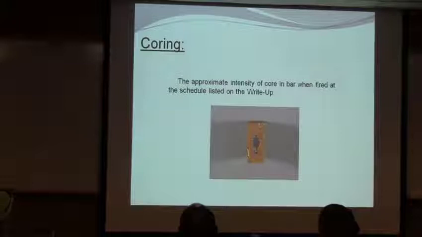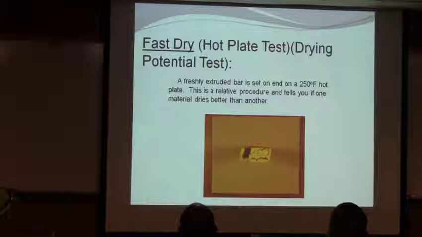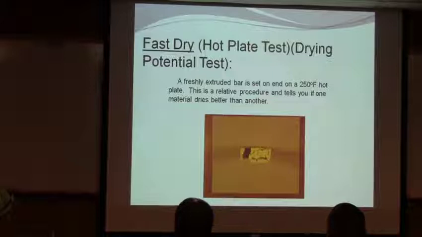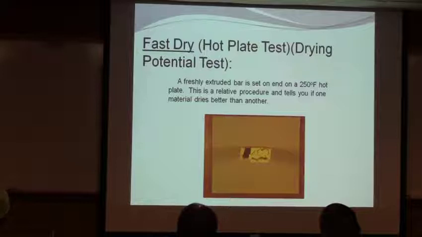The fast dry, there's a hot plate back there right next to where they do the extruding. They'll take a small bar right after they finish extruding all the bars, put it on the hot plate, come in the next day and grade it. It just basically gives you a quick measure of whether, if you were to use this material by itself, you would have drying issues if you have one that looks like this. But more than likely, the ones that you see that are like that are just raw materials, not body mixes.